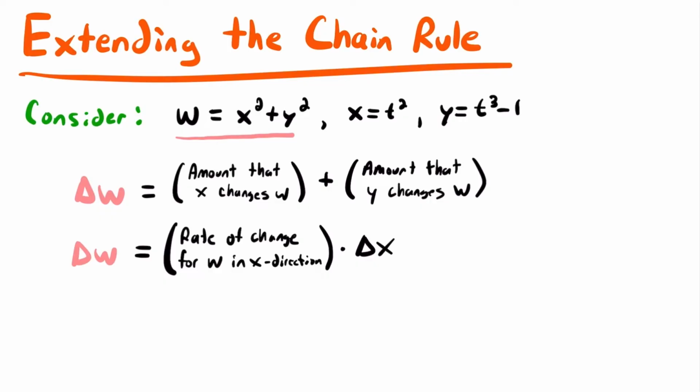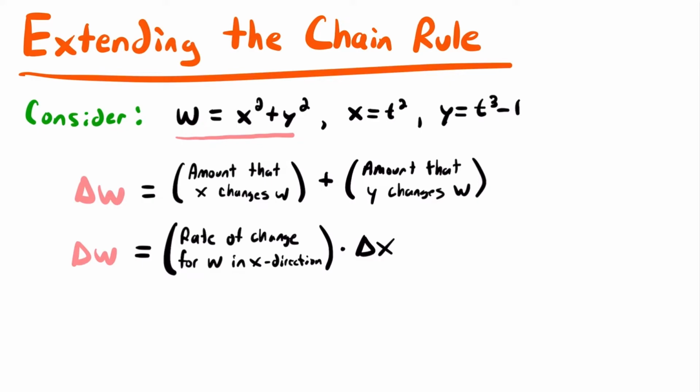All right, so what this means is that x is going to change by some amount when t changes, and that will result in some change delta x, and the amount by which that changes w is dependent on the rate of change for w in terms of x, right? There'll be some rate that w changes by some amount for each change in x. Well, you would multiply that rate by the actual amount of change in x to get the total change in w with respect to x.